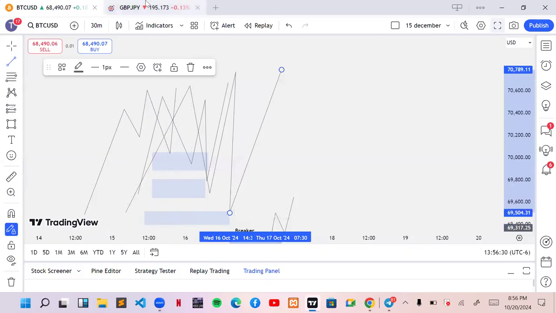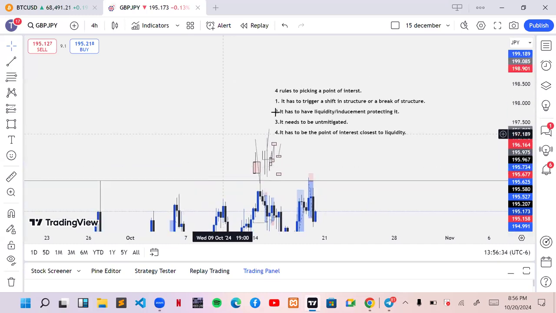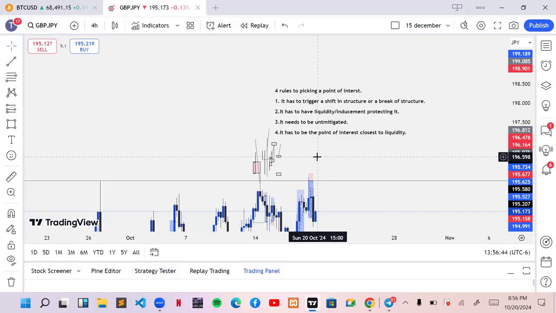You pick it. So just make sure that it obeys these four rules right here. These four rules: structure shift has to have liquidity, this has to be unmitigated, and it has to be the point of interest closest to liquidity. Once you follow these four rules, it will tell you whether to pick your point of interest from a breaker block or from your order block. That's just it.